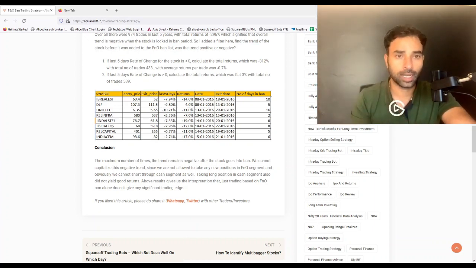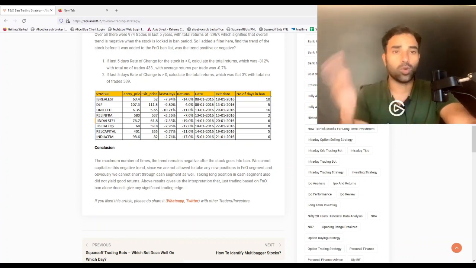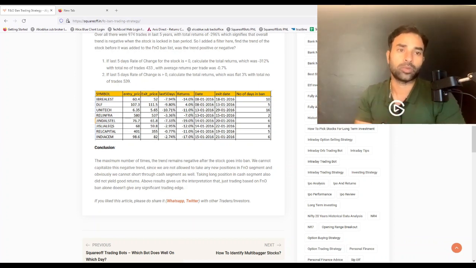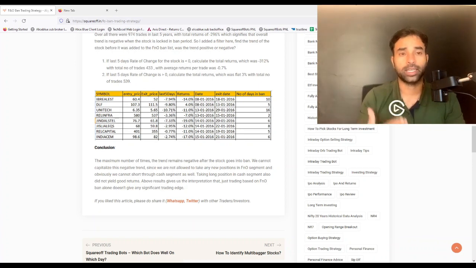If we did this analysis from 2016 till date, the overall returns is minus 300%, which means that if you buy the stock in the cash market which is getting into F&O ban and sell it after it moves out of the F&O ban, your overall returns is negative. The overall trend is actually bearish after the stock is added into the F&O ban list. It is not bullish. So do not buy the stock in the cash market which is getting into the F&O ban list. It does not give statistically significant returns. You are not going to make profits in the long run by buying the stock which is added into the F&O ban list.